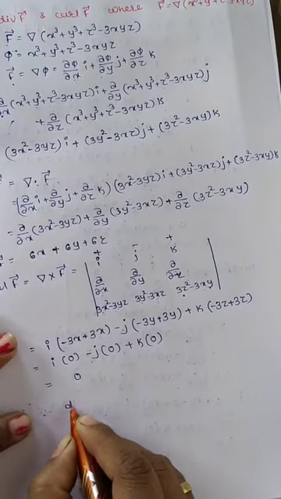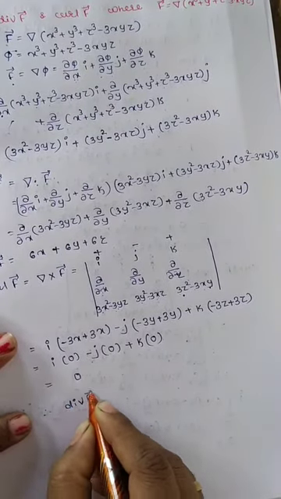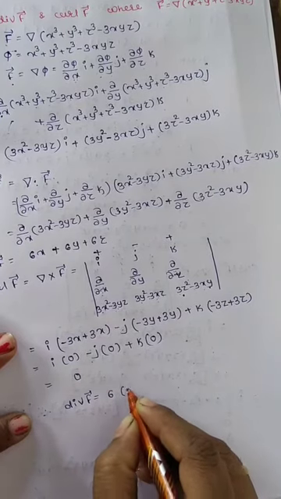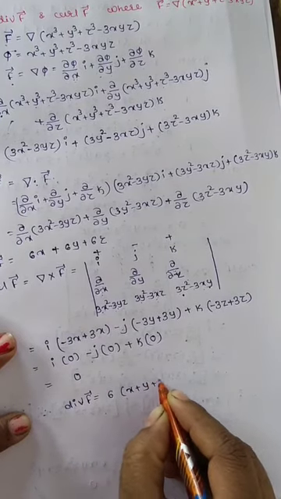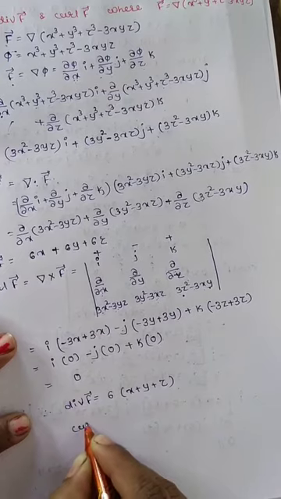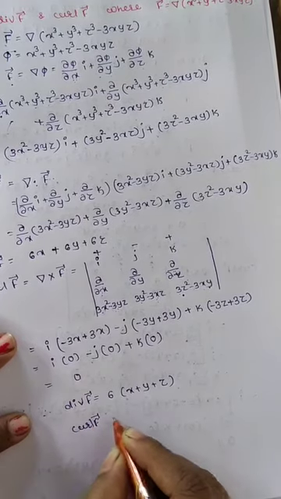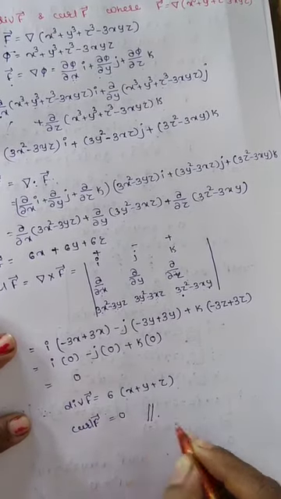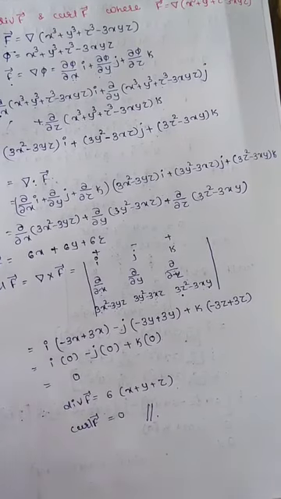Therefore, the divergence of the vector f is equal to 6, taking common, (x plus y plus z), and curl f becomes 0. This is the final value.